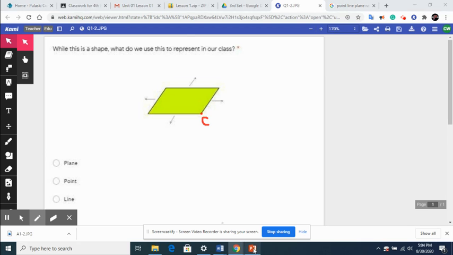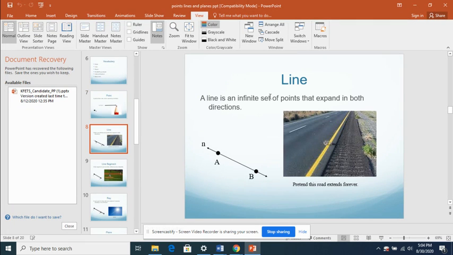Line. Pull up the definition of line here for you. A line is an infinite set of points that expand in both directions. What it's meaning, infinite goes on forever, right? It expands in both directions. So look at this example it's giving you. This is a great example. When you're driving down the road, you see the yellow lines on the side of the road. They go on forever, right?